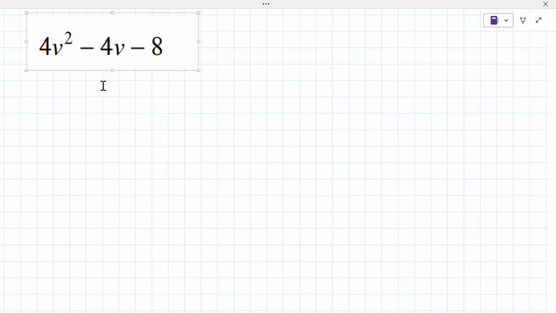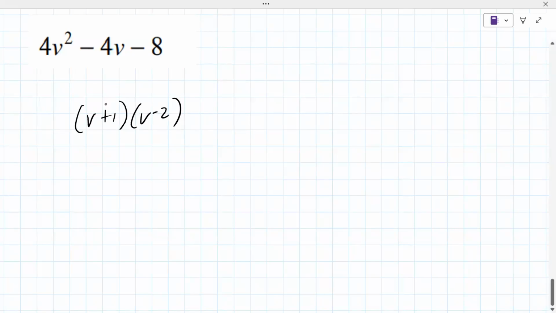It would be v plus 1 and v minus 2, is that your final answer? And then the 4 in front. Yeah. Okay, I will accept that. Now there's more factoring to do. We have not covered everything, so don't think, oh, I've got it now. But we've done enough that we can probably move on to something else.